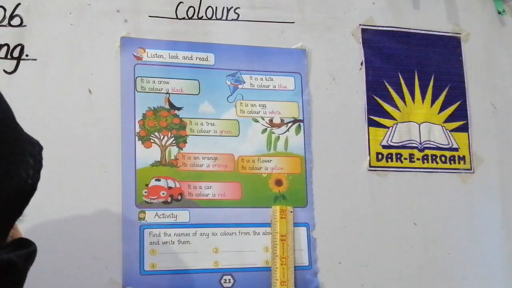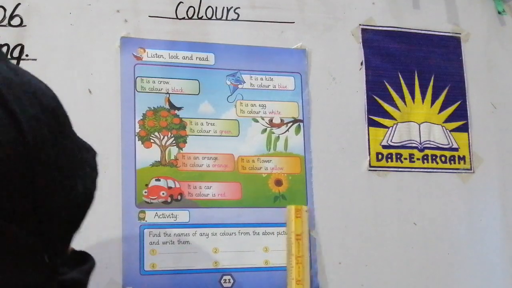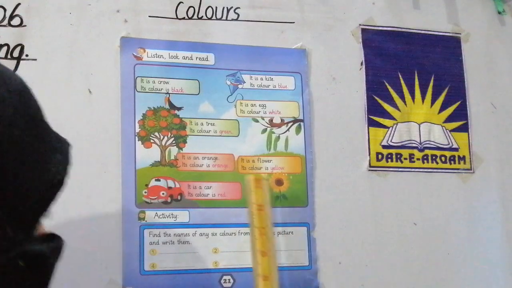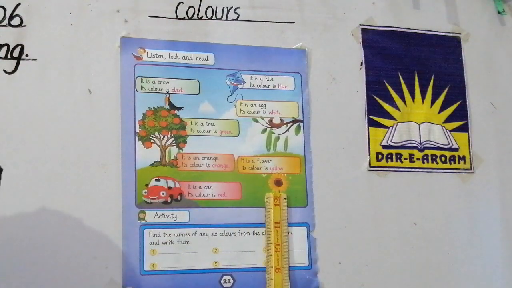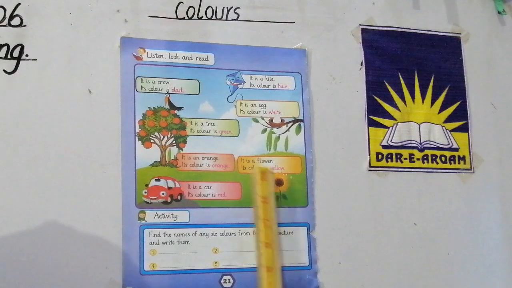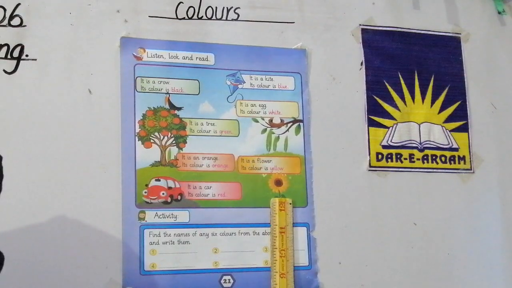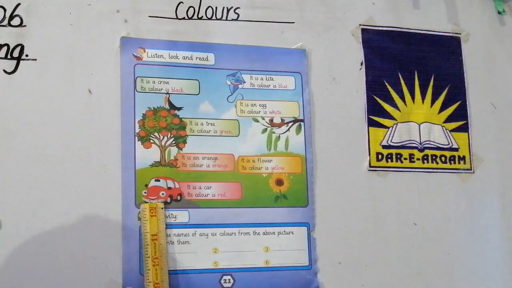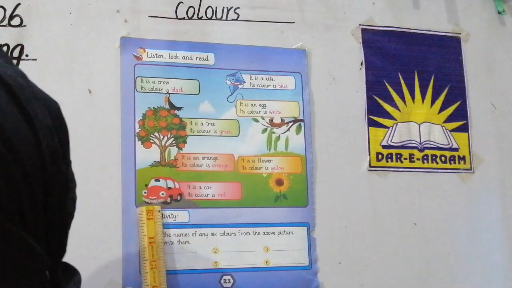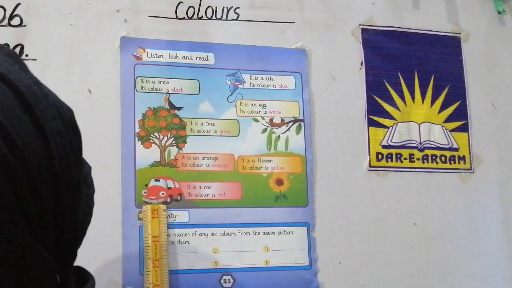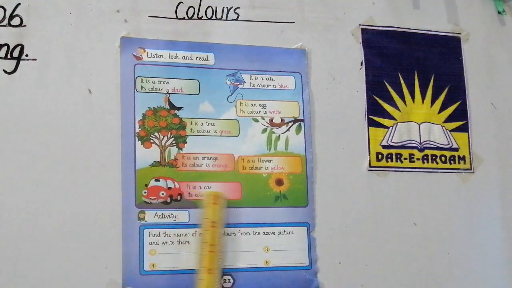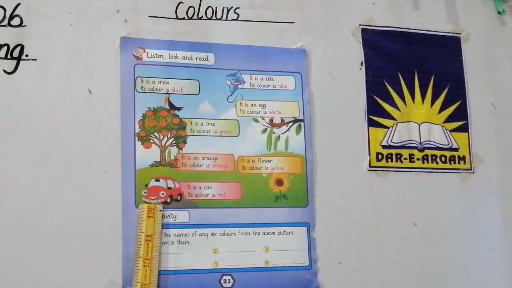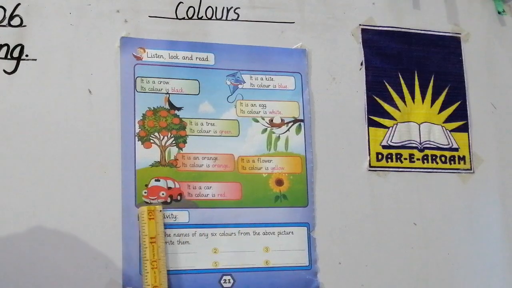It is a flower. It's very beautiful. It is a flower. Its color is yellow. Good. It is a car. Wow. It is a car. It's very beautiful. Its color is red.